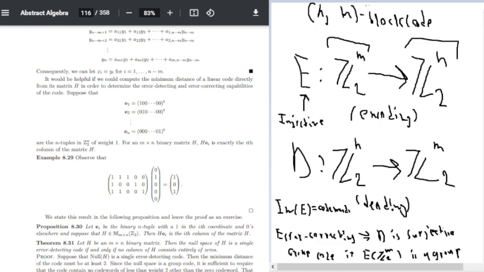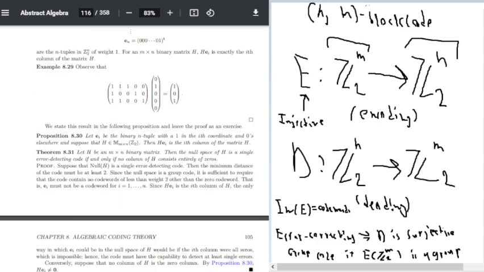Just as you can see, we pull out this column here. This is just basic matrix multiplication stuff. So we state the following result. We state this result in the following proposition and leave the proof as an exercise.